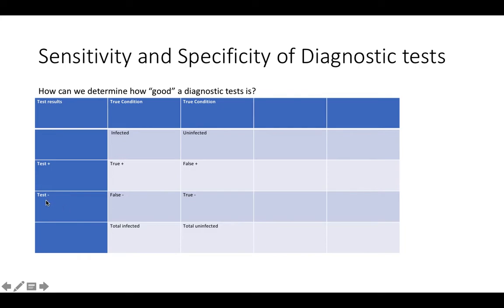And then down here, we want to look at negative test results. So in this box right here, we have a person that's infected, but the test says they're not infected. So this is a false negative. This is not good, you guys. And then over here, the diagnostic test is saying the person is negative. It's a negative test, and that's a true negative because the person truly isn't infected.